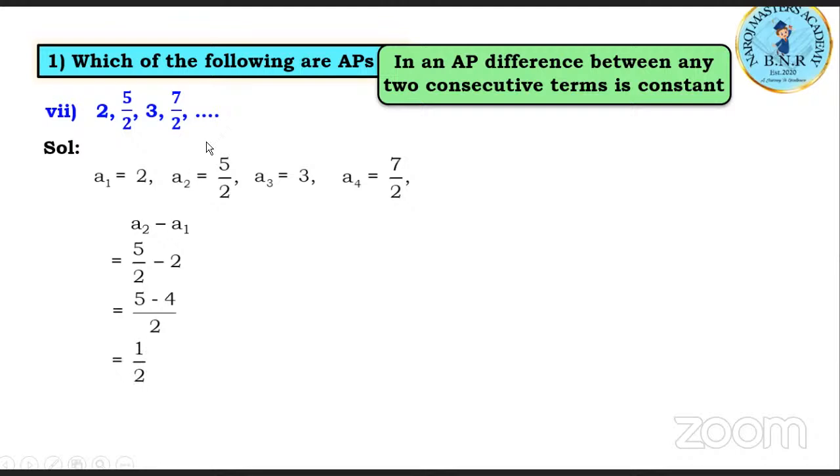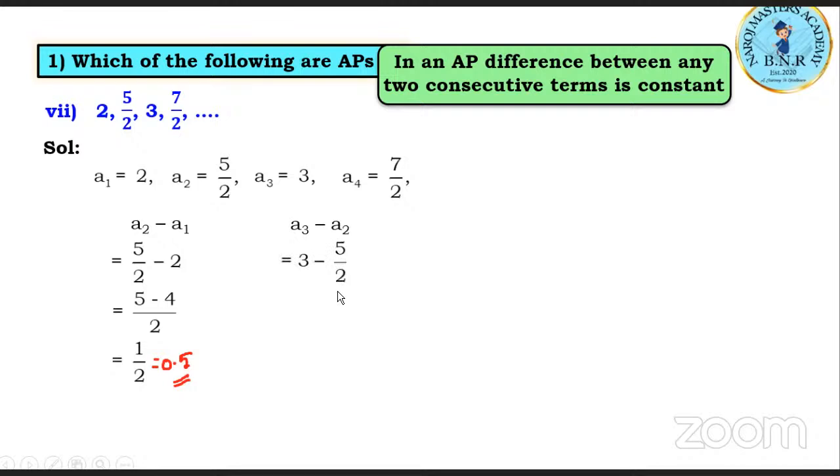You can write it in the form of decimal also. 1 by 2 is nothing but what? 0.5. Very good. Or you can keep it in terms of fractions as well. Now, second set. What is the second set? A3 minus A2. What is the value of A3? 3. Very good.